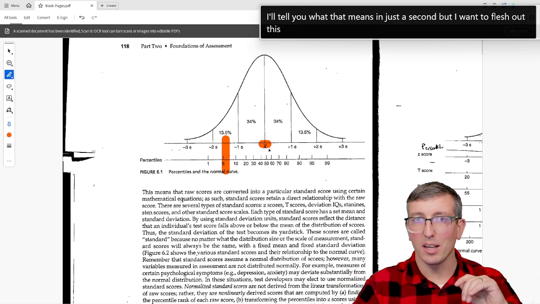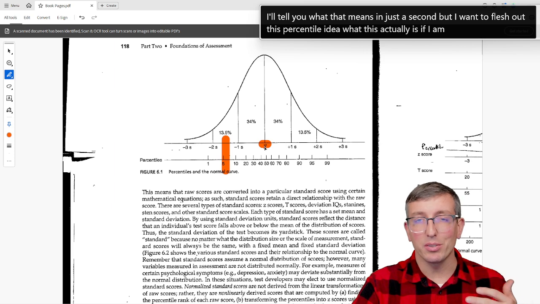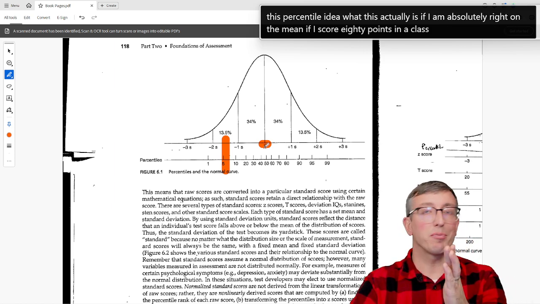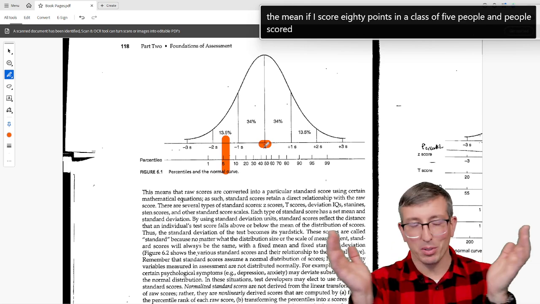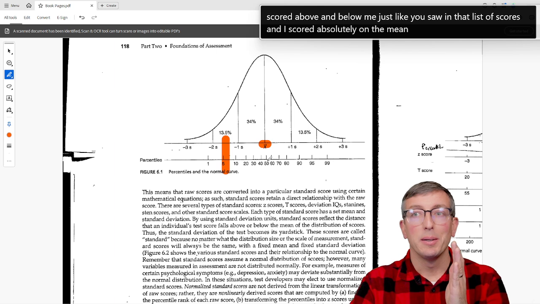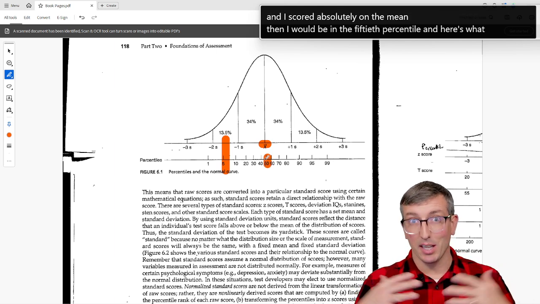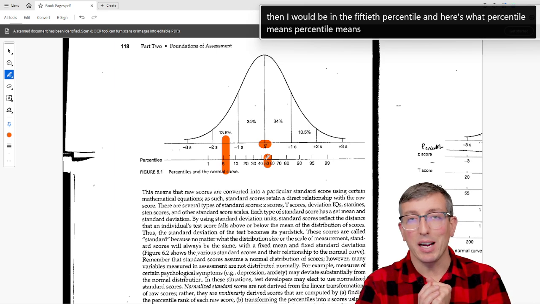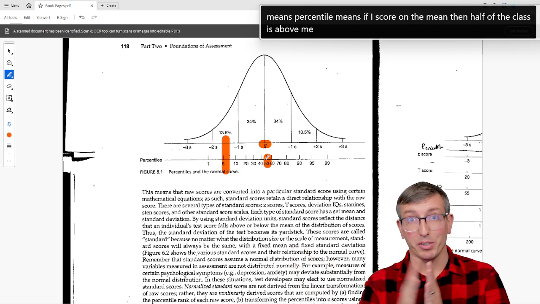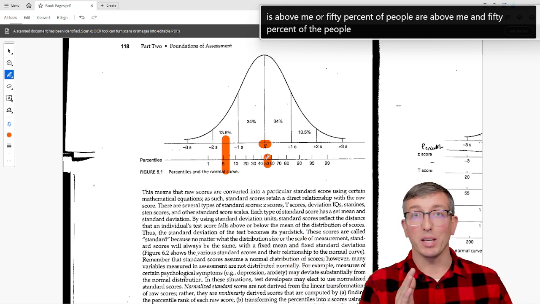But I want to flesh out this percentile idea, what this actually is. If I am absolutely right on the mean, if I score 80 points in a class of 5 people and people scored above and below me, just like you saw in that list of scores, and I scored absolutely on the mean, then I would be in the 50th percentile. And here's what percentile means. Percentile means if I score on the mean, then half of the class, or 50% of people, are above me, and 50% of the people are below me.